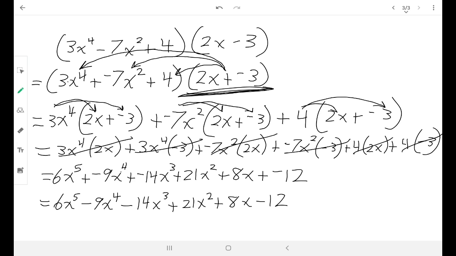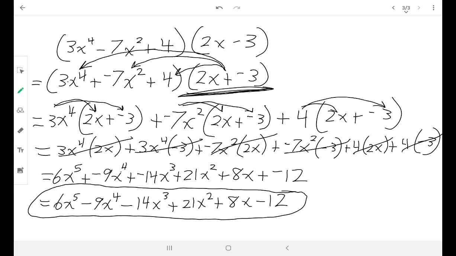Now, because these exponents, these powers, are all different, this is as much as I can put it together. So that is actually my final answer. There's no way of putting it together more than just that. So I hope that helps on that question.